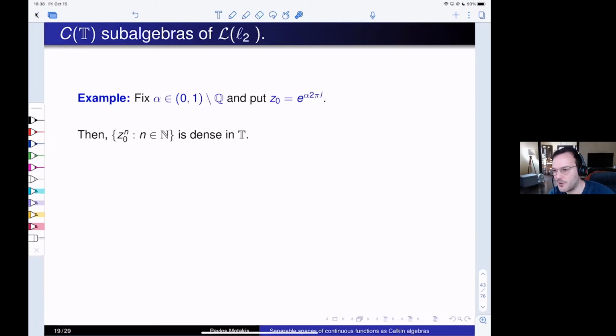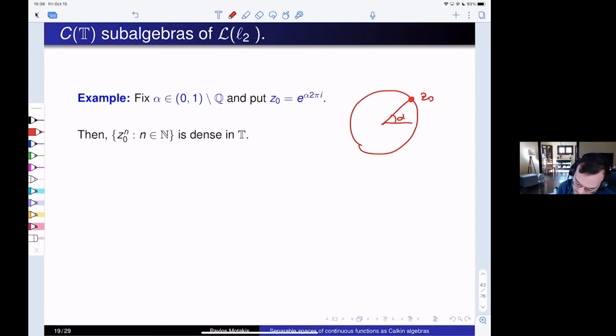And you can take any one you want. Let's take a specific one. Start with an irrational rotation. So here's your torus. Take an irrational angle alpha and call this here Z0. Now take all powers of Z0. And I think it's Kronecker's theorem that if you start with an irrational rotation, then these powers are dense in the torus. It doesn't have to be this one, just for the purpose of exposition.